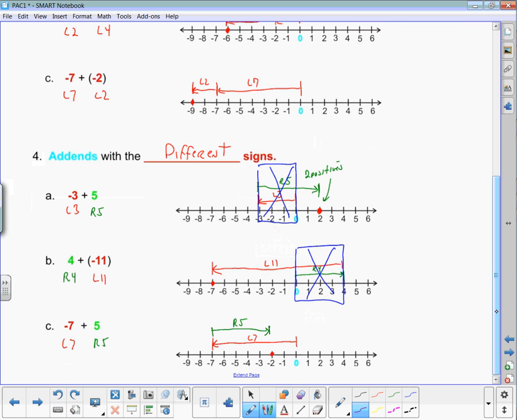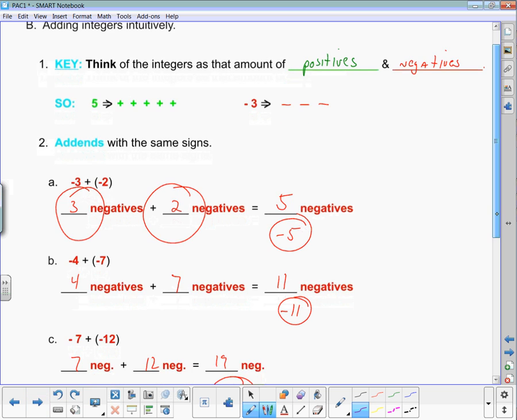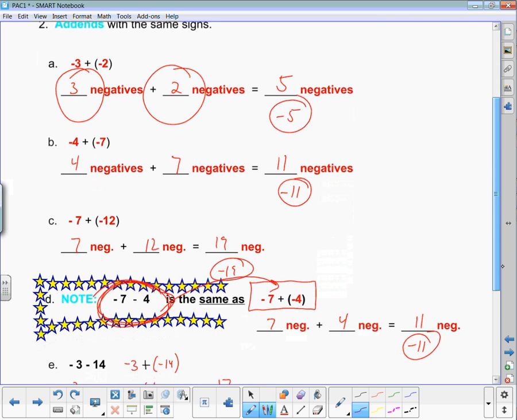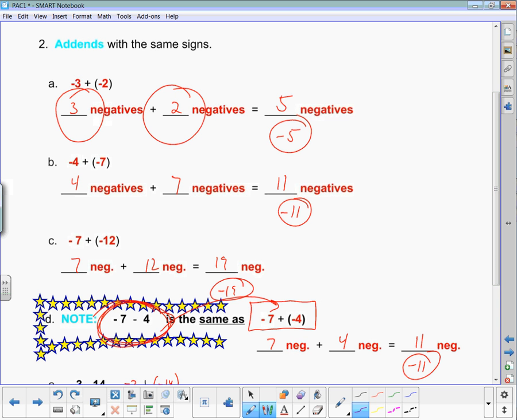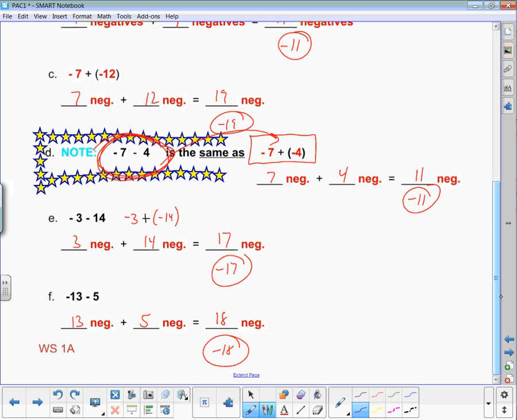Then we did different signs. We're going to get into adding different signs mathematically on part 2. But we did it with a number line. It's pretty simplistic. Again, start at 0. Positives right, negatives left. Wherever you end up, that's the solution. Don't forget to place a dot there. Then we moved into the aspect of adding intuitively. And again, remember, think of your numbers as that amount of positives and negatives. We went through some of the simplistic examples because we used a parentheses and a plus sign. And then some of the ones where you got to be careful. D, E, and F are usually the ones students will mess up because they'll forget.